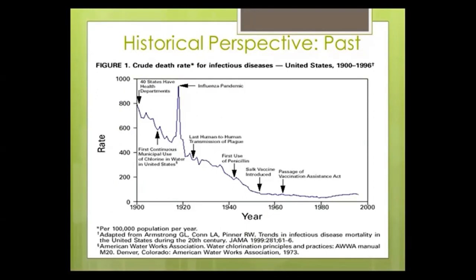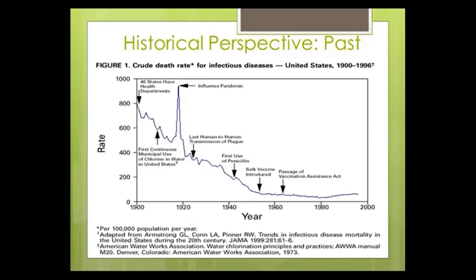So in 1900, the three leading causes of death were pneumonia, tuberculosis, and diarrhea. All of those are communicable diseases. And then during the early 1900s, 40 of the 45 states established health departments that began working on public health by improving sanitation and hygiene, by preventing infection through the provision of clean drinking water.